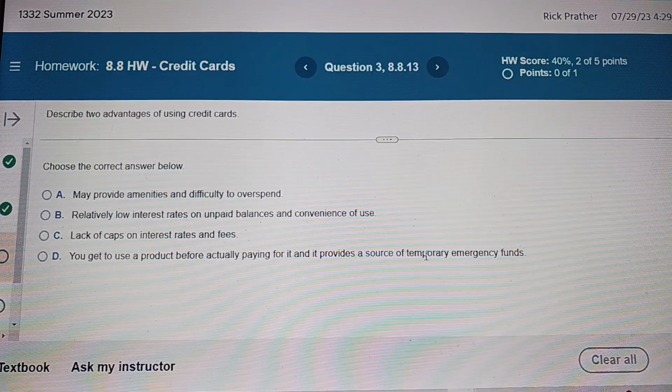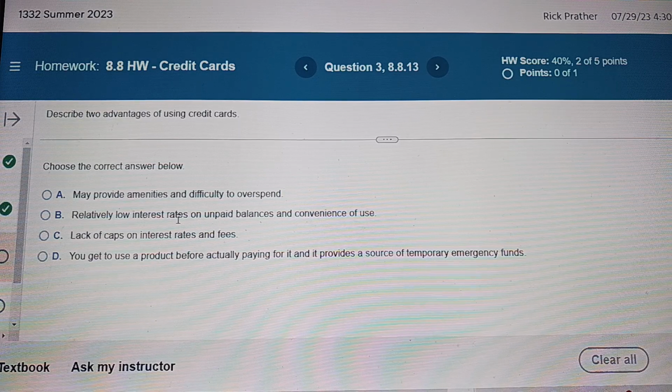Okay, finally, there's two or three problems here of just short answers, so this won't take very long. Describe 2 advantages of using credit cards. So there's advantages and disadvantages to everything, as I said. May provide more amenities and difficulty to overspend. No, it's the other way around. It's too easy to overspend is the problem with them.